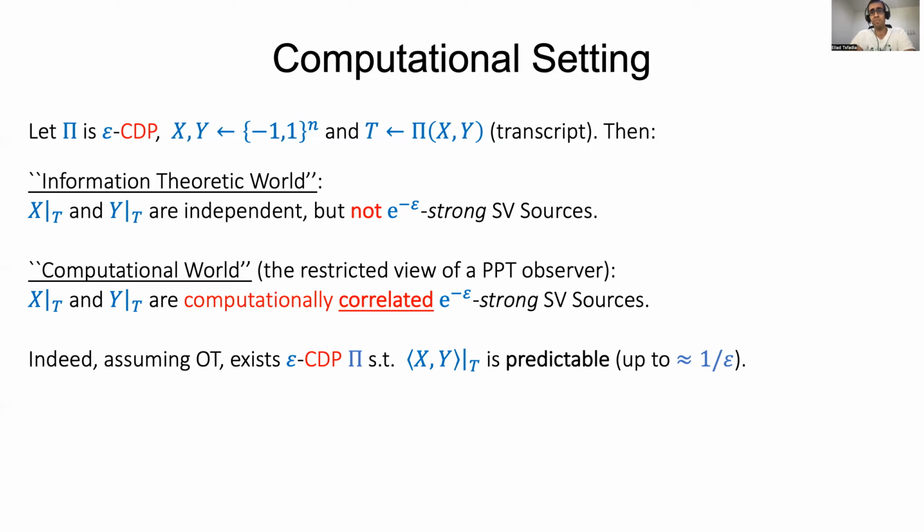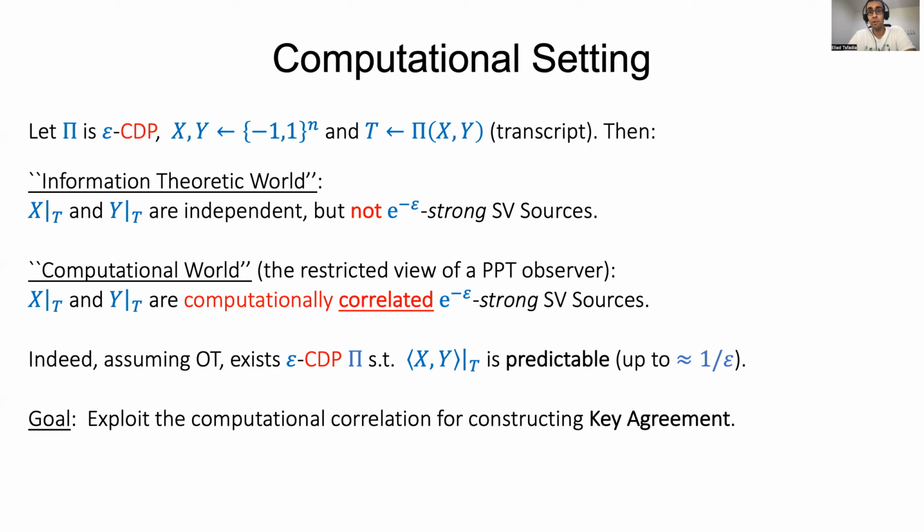For example, consider the CDP protocol where both parties securely emulate the centralized mechanism, which simply adds Laplace noise of 1 over epsilon. From the restricted view of a PPT observer, x and y conditioned on the transcript look very correlated because, first, the observer knows a good approximation of their inner product. And second, it does not understand anything beyond that, by the properties of the secure computation. So our goal is to exploit this computational correlation between x and y for constructing a key agreement.